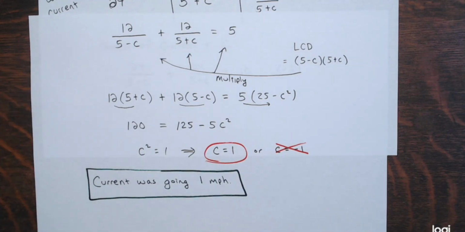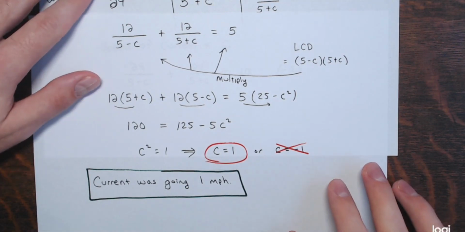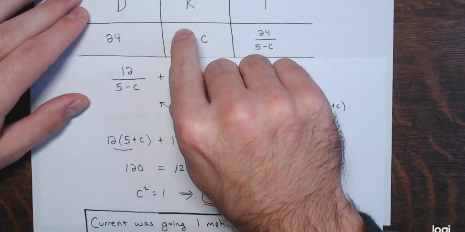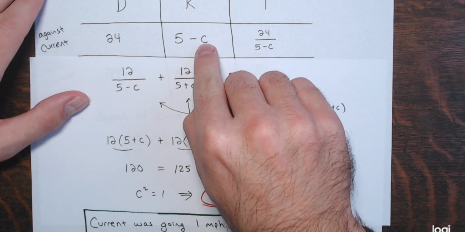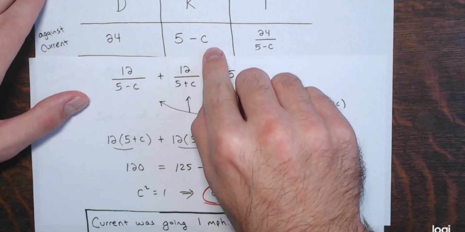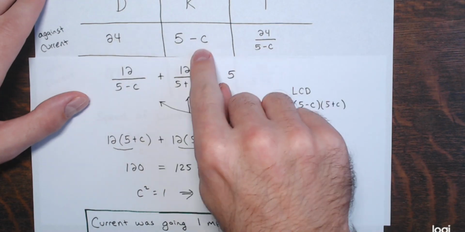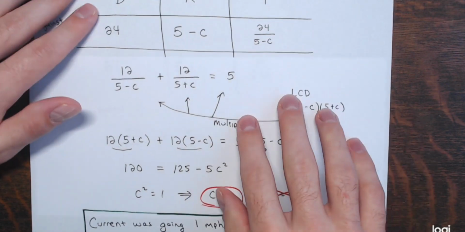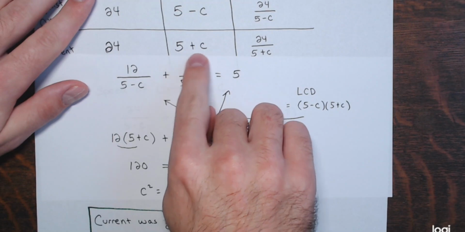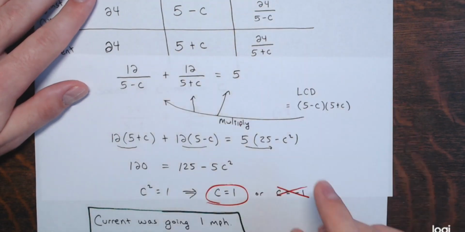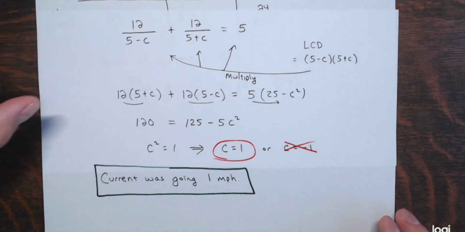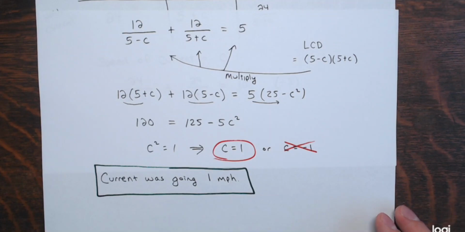And if you want to see if it makes sense with the problem, put in 1 for C. Going against the current, he would have been kayaking 5 minus 1, 4 miles per hour for a total of 6 hours then. 24 miles divided by 4 is 6 hours there. And then 24 divided by 6, 5 plus 1 would be 4 hours. 6 hours and 4 hours makes the total of 10 hours that they said he was paddling for. So that works. Great.